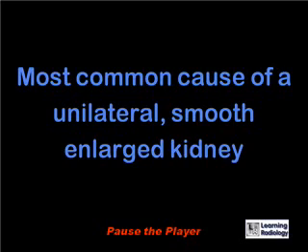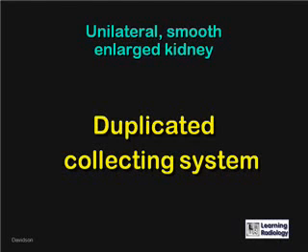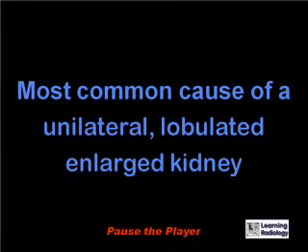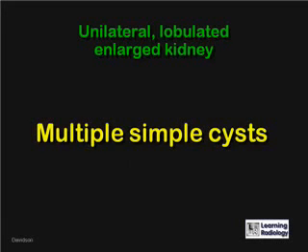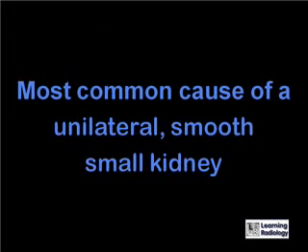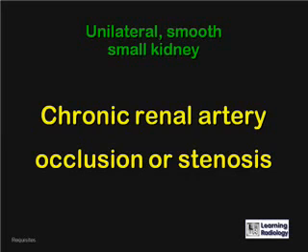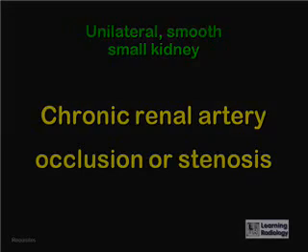Pause your computer or MP3 player. A duplicated collecting system. What is the most common cause of a unilateral, lobulated, enlarged kidney? Multiple simple cysts. What is the most common cause of a unilateral, smoothly marginated, small kidney? Chronic renal artery occlusion or stenosis.